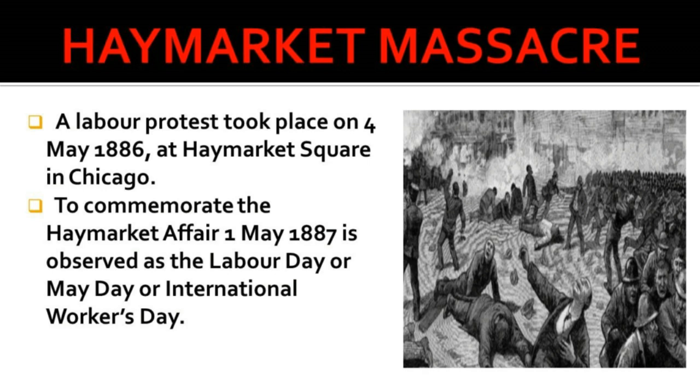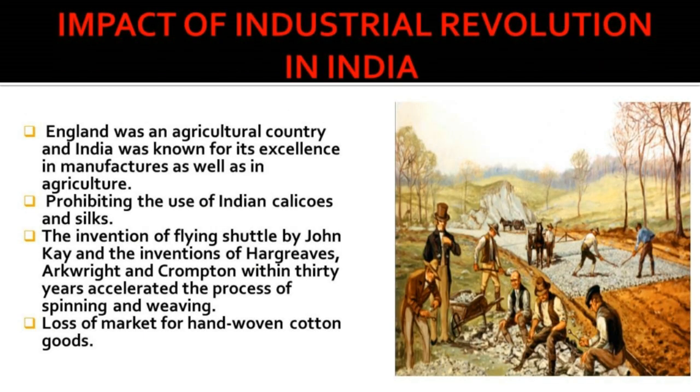Haymarket Massacre. A labor protest took place on 4th May 1886 at Haymarket Square in Chicago. What began as a peaceful rally in support of workers striking for an 8-hour day resulted in the killing of several workers by the police. To commemorate the Haymarket affair, 1st May 1887 is observed as Labour Day or May Day or International Workers' Day.